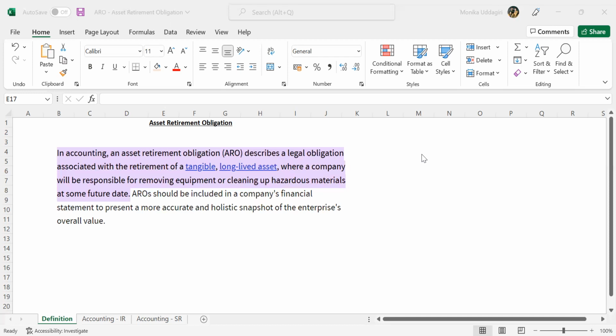Okay, here I laid out some of the items to you. So this is the definition of asset retirement obligation, which I took from Investopedia. So let me read this out and then I can explain the concept by giving some examples. So what is asset retirement obligation? In accounting, an asset retirement obligation describes a legal obligation associated with the retirement of a tangible, long-lived asset where a company will be responsible for removing equipment or cleaning up hazardous materials at some future date. AROs should be included in a company's financial statement to present a more accurate and holistic snapshot of the enterprise's overall value.